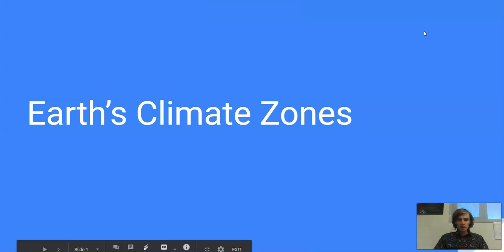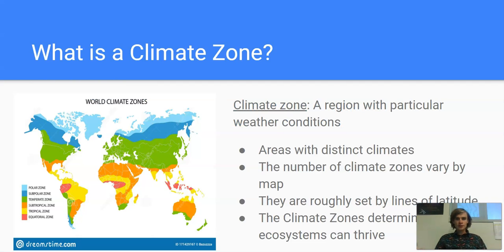Okay, good morning. Today we're going to talk about Earth's climate zones and the weather and ecosystems that they produce. So let's get started. What is a climate zone?